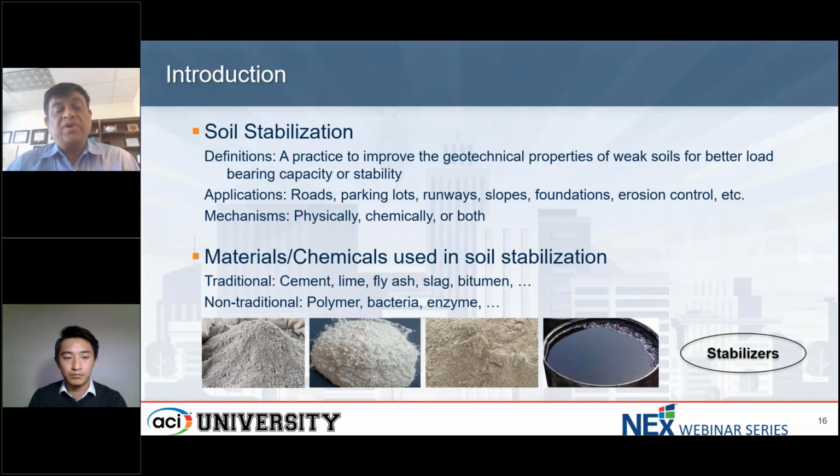Many of you are familiar with traditional stabilizations in practice. Most of these stabilization products include cement, lime, different types of fly ashes, slags in ground form, and also asphalt emulsion. That's also a very frequently used product for stabilization. And the ones that we now see more and more in practice are non-traditional stabilizers. One of these materials is polymer.